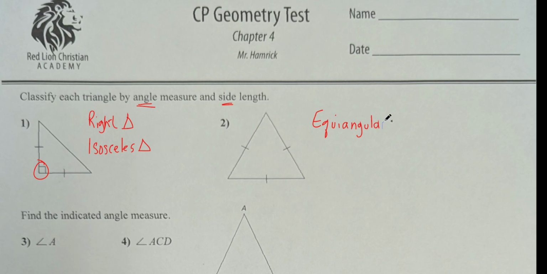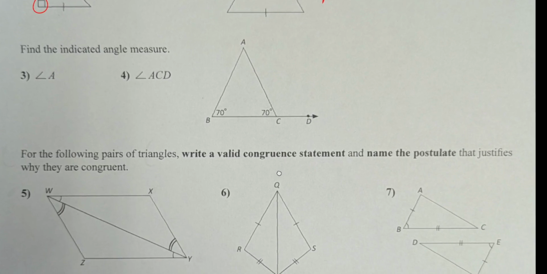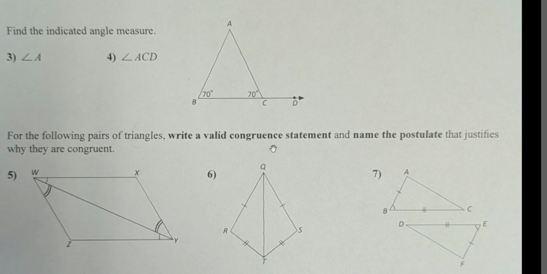Equiangular triangle, and all the sides are equal, so we call that what? Equilateral. To tell you the truth, if you put isosceles, because remember isosceles, at least 2 of the sides are equal. Are at least 2 of the sides equal here? Yeah. So you could have put equilateral or isosceles. You could have put equiangular or acute. All right, I would have accepted any of those. We good? All right.